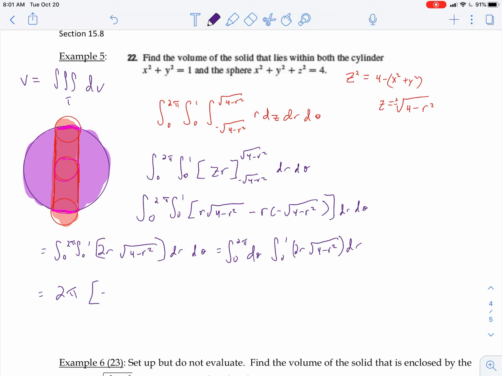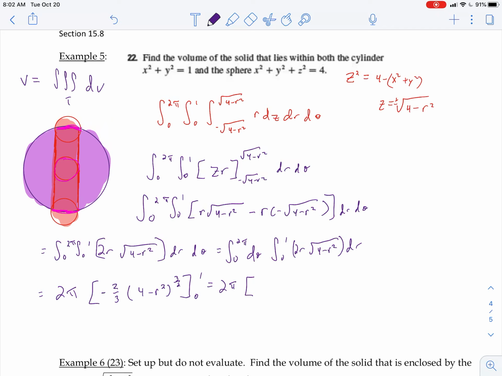Integrate this, hopefully, this is going to be u substitution. And u would be 4 minus r squared, so du would be negative 2r. So I'm going to need a negative when I integrate. And right now it's to the 1/2 power, so it means it was to the 3/2 power. So I need to multiply by a 2/3. So it's going to be negative 2/3 times 4 minus r squared to the 3/2, going from 0 to 1.